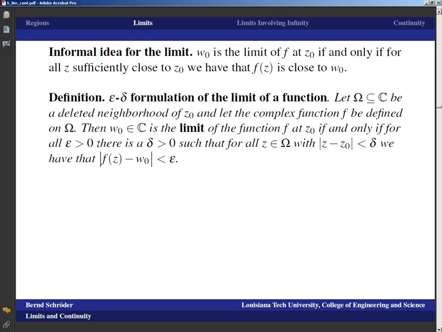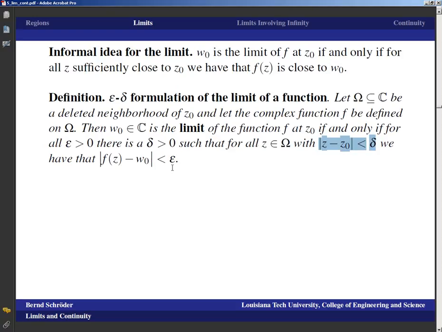Okay, second part of this thing is there is a delta greater than 0, and that delta controls the closeness in the input, because the delta says such that for all z, so that |z minus z0| is smaller than delta. So for all z sufficiently close to z0, and that's controlled by this delta. And so now we see the closeness, the tolerance level, as I usually call it, is given by the epsilon.